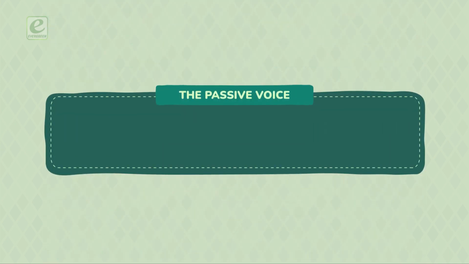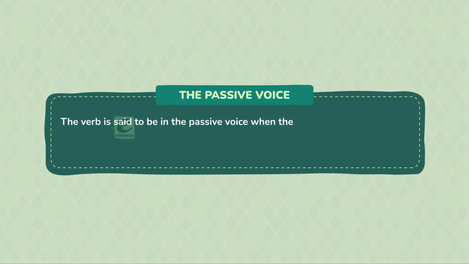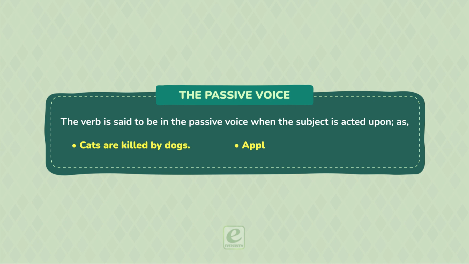The passive voice. The verb is said to be in the passive voice when the subject is acted upon, as: Cats are killed by dogs. Apples are being eaten by Mohit.